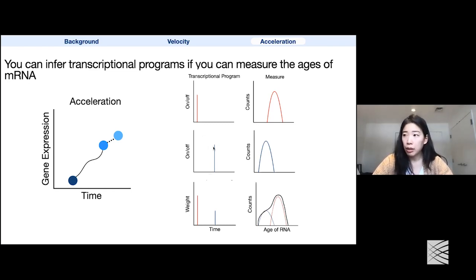If the cell decides to induce expression at a different time point, the ages would be a distribution that would be shifted in the age and time. If a cell decides to turn expression on and off, and then turn it on at a later time point but less strongly, you would see a merged distribution of the ages of your mRNA. And then you can try to use what you measure in your age distributions to infer the program that might have been driving this expression.